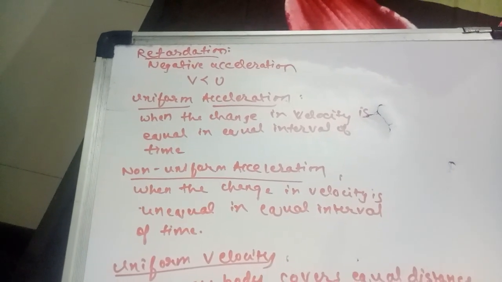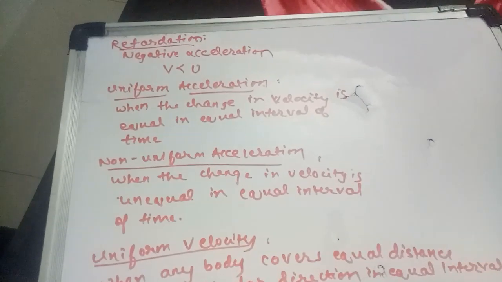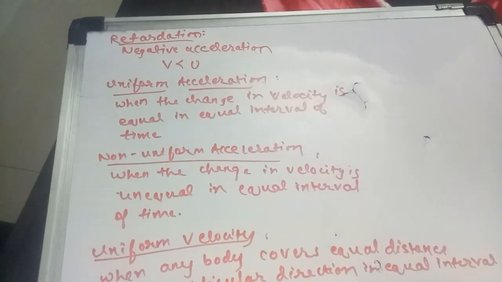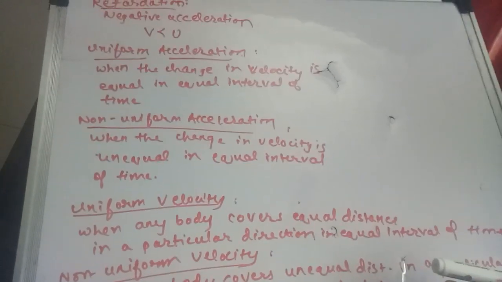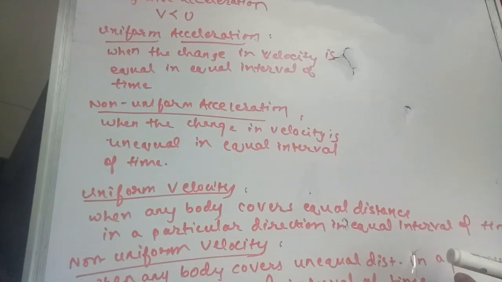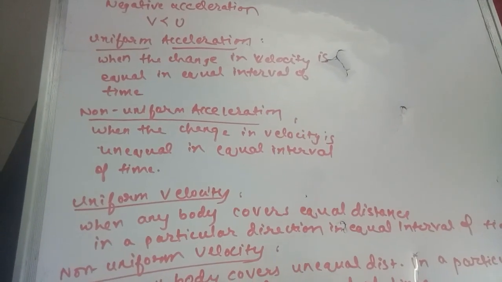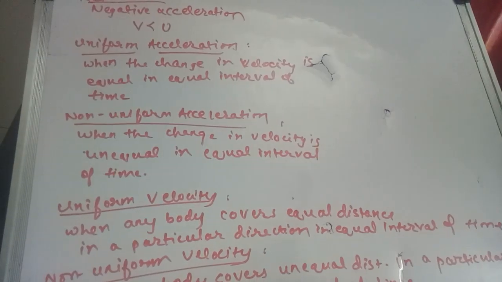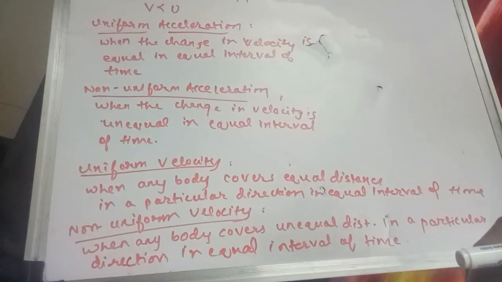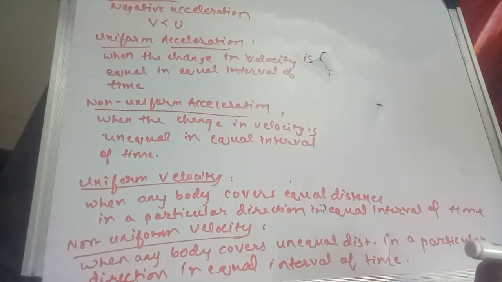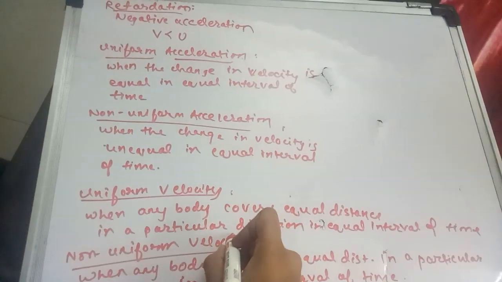And when the velocity is changing unequally in equal intervals of time, it is said to be non-uniform acceleration. Almost the same, when any body covers equal distance in a particular direction, the direction is necessary here, in equal intervals of time, it is known as uniform velocity. And when any object covers unequal distance in a particular direction in equal intervals of time, it is known as non-uniform velocity.